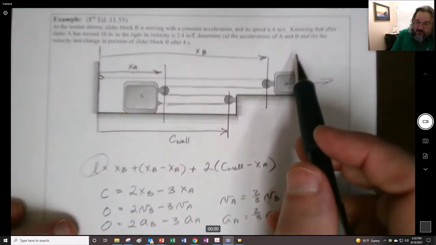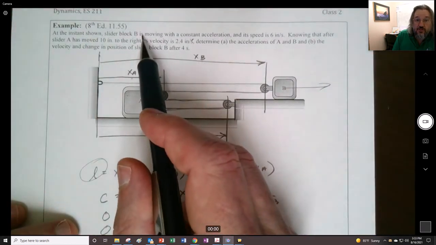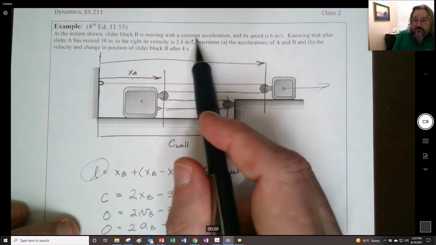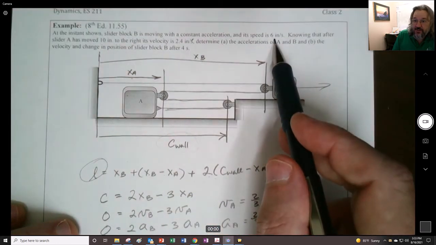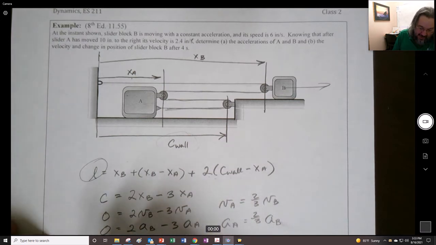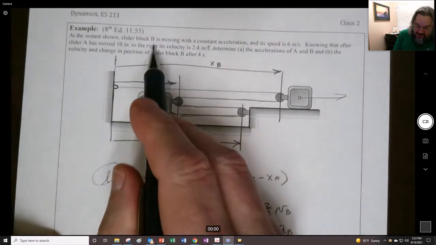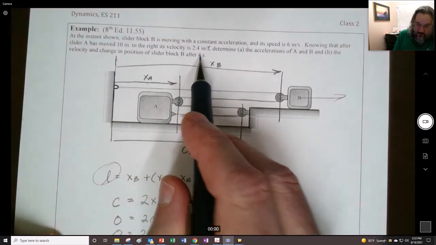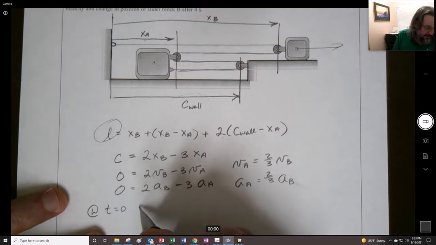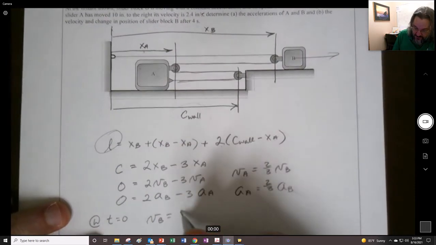So let's go back to the information they gave us. They said at the instant shown, B is moving with a constant acceleration, which we don't know, and its speed is 6 inches per second. So let's say at t equals 0. This is at the instant shown, but now they're going to go 4 seconds later. So at t equals 0, we know that VB is equal to 6 inches per second.